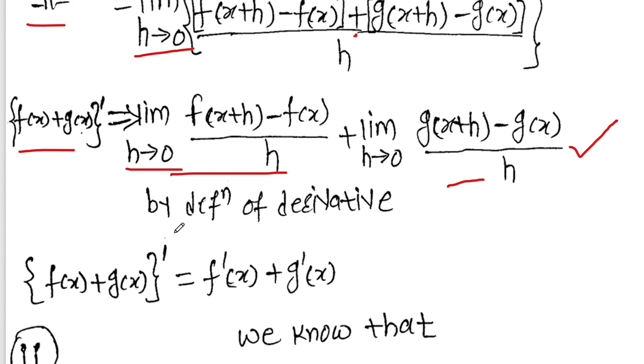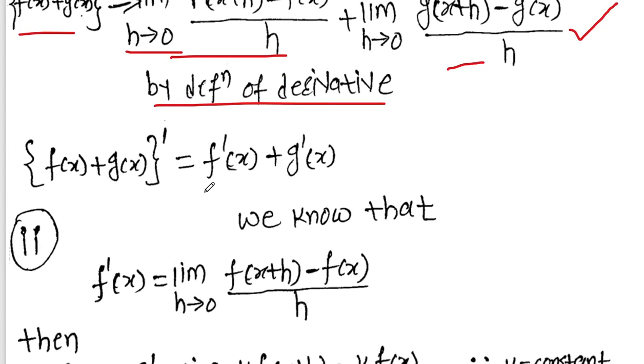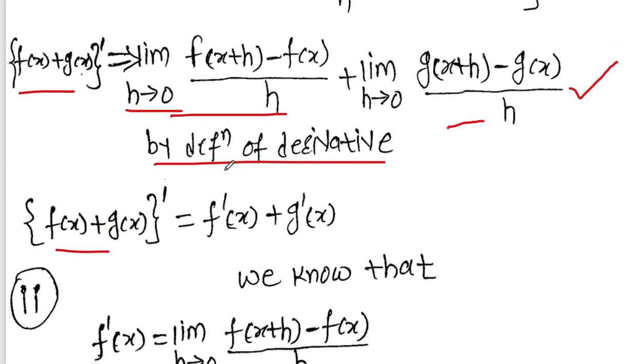So by the definition of the derivative, we will apply the definition here. The left hand side is as it is, equal to f'(x) plus g'(x) by using the definition of the derivative, and hence we can say that the derivative of (f(x) + g(x)) equals f'(x) + g'(x). Here the dash denotes the derivative. Okay, so this is the proof of the first part of this theorem.